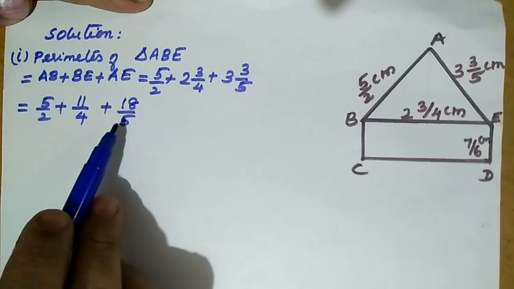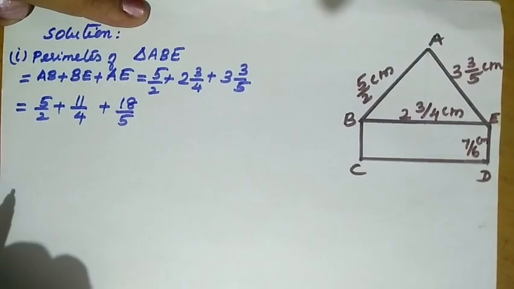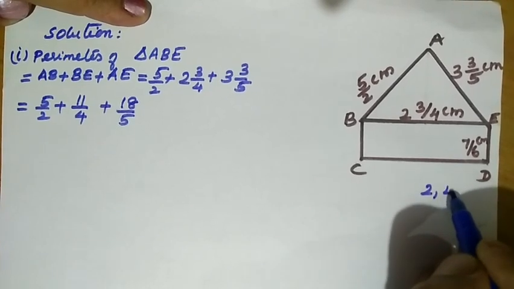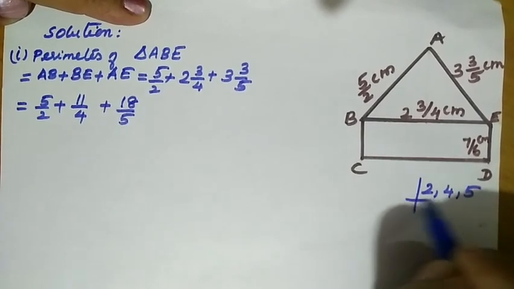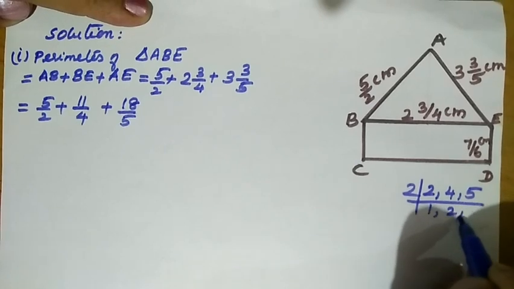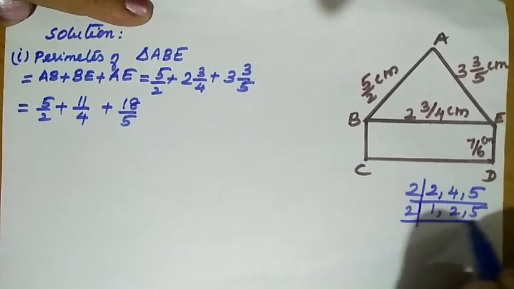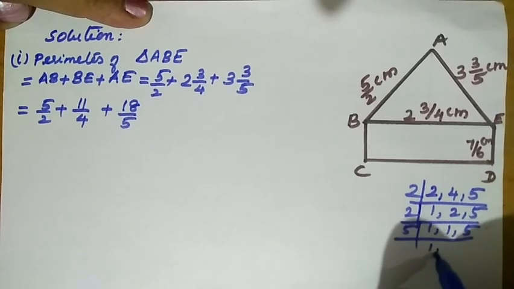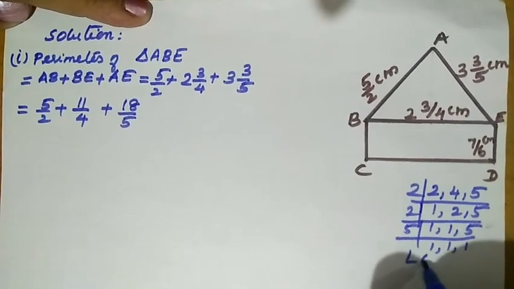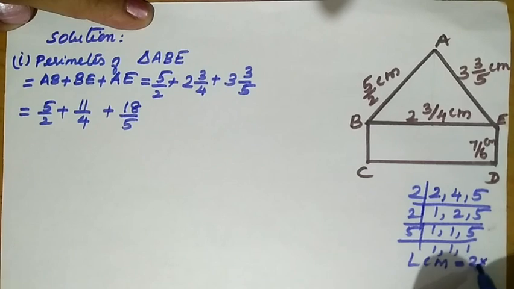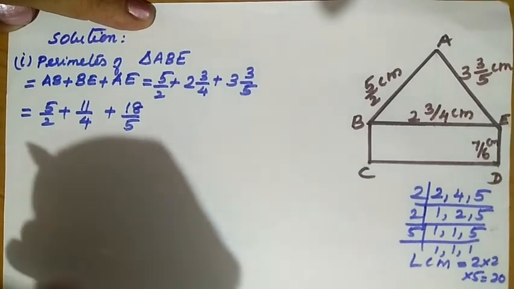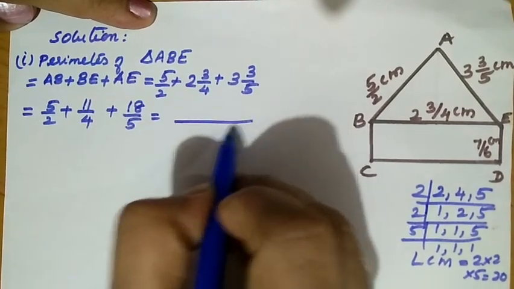Now all the terms have different denominators. So we should go for the LCM. So 2, 4, 5. 1, 2, 5. Again 2, 1, 1, 5. Again 5, 1, 1, 1. LCM equal to 2 into 2 into 5 equal to 20. So it is equal to 20.